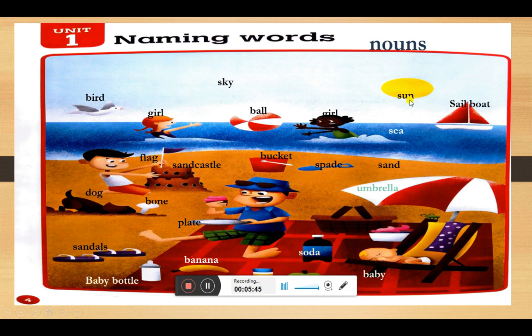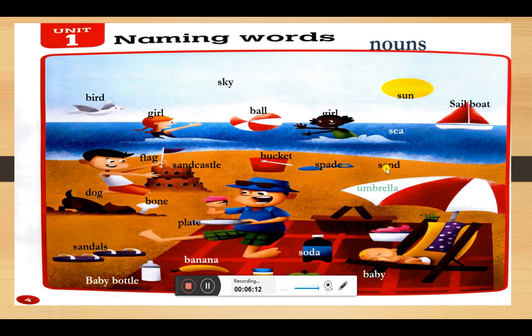So here we have the sun, sailboat, sea, a girl. And here we have two girls. They are playing with a bowl. So bowl is a noun. Sky. And the bird is flying in the sky. So bird is a noun.